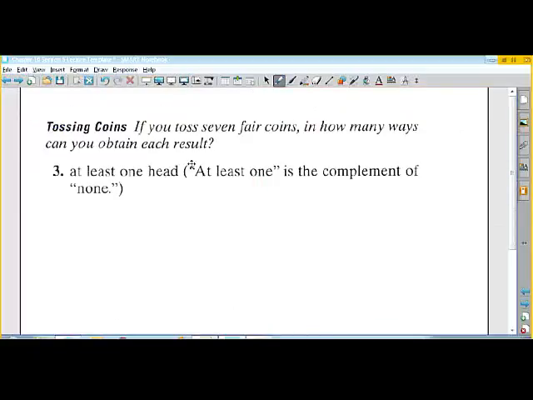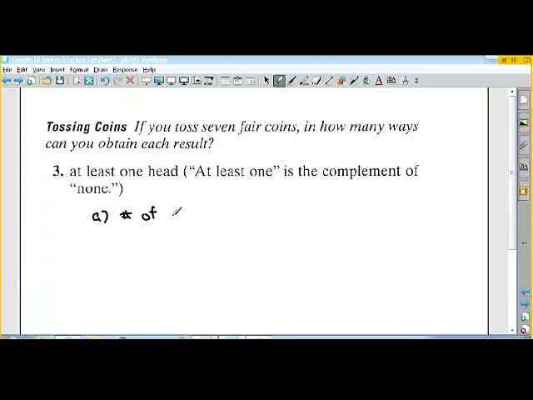Okay, so here's a couple more problems. If you toss 7 fair coins, in how many ways can you obtain each result? At least 1 head. And it says there, this is problem number 3. This is easier. So at least 1 is the complement of none. So again, we're going to use subtraction to figure out the answer.